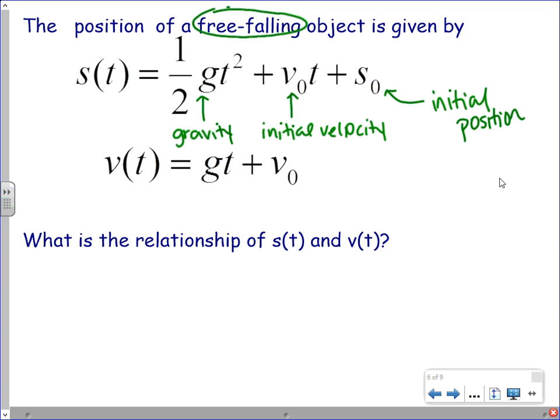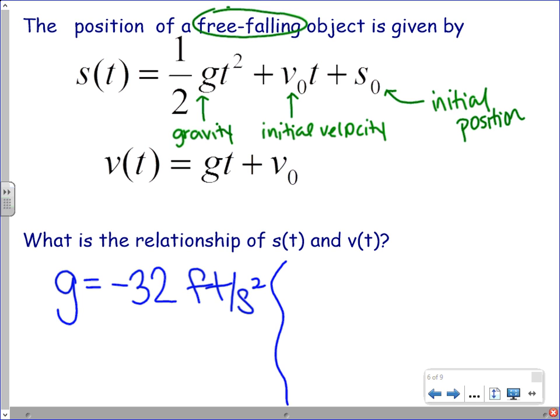Now, let's talk about gravity. Gravity is negative 32 feet per second squared if we're talking about feet, which some of you are like, you know, kind of not comfortable with, I guess you could say. What about in meters per second squared?